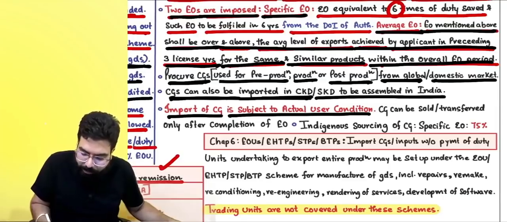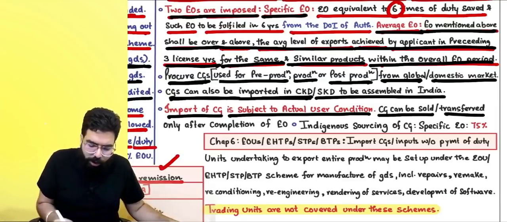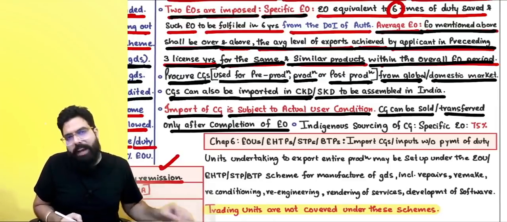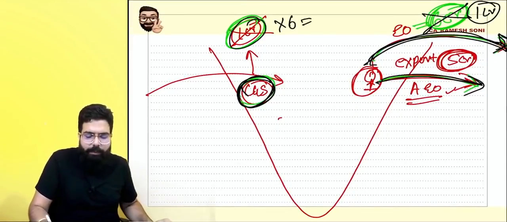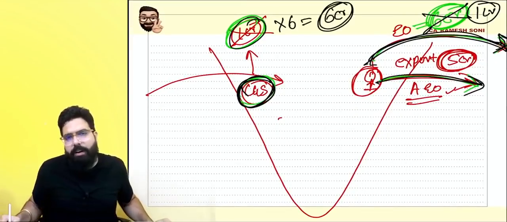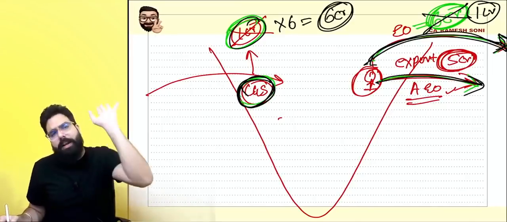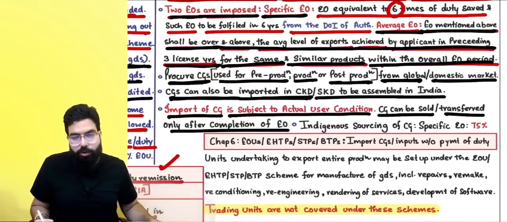Okay, then sir, capital goods can be sold or transferred after completion of the export obligation. Means after you go ahead, 1 crore into 6 times, 6 crore ka export obligation, when you fulfill it, then you can go ahead and sell or transfer the capital goods also.